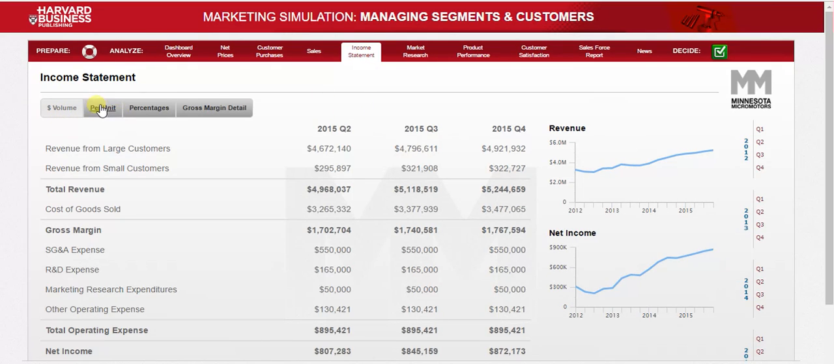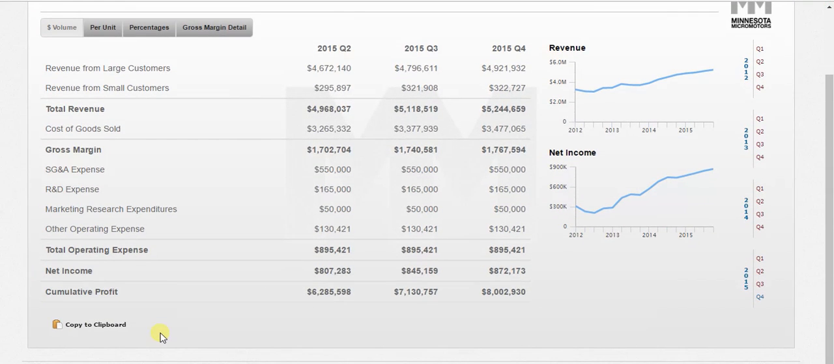Here's the income statement part. Basically, just keep an eye on your revenue, your gross margin, total operating expenses, net income, and the cumulative profit is shown here from quarter to quarter. And as you see, I reached my goal of 8 million by quarter 4 of 2015.